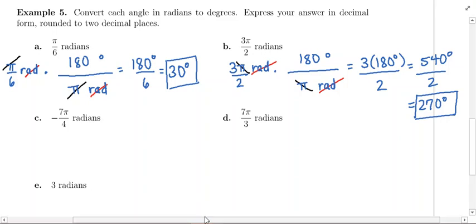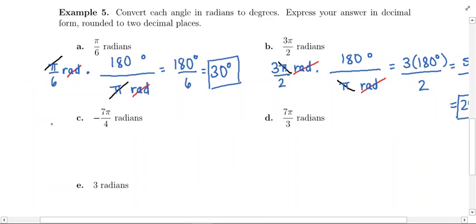Let's move on to part C. So now we're going to take negative 7 pi over 4 radians, convert it over to degrees. Same thing, we're going to take negative 7 pi over 4 radians, and we're going to multiply it by the conversion factor, which is 180 degrees over pi radians. So the radians will cancel. You have radians in the top and in the bottom. The pi's will cancel. You'll get pi in the top, pi in the bottom.